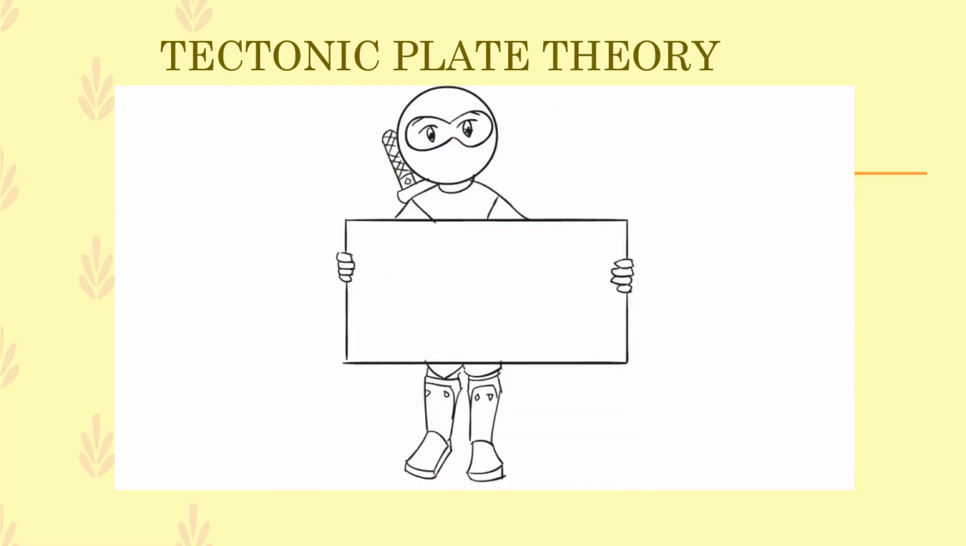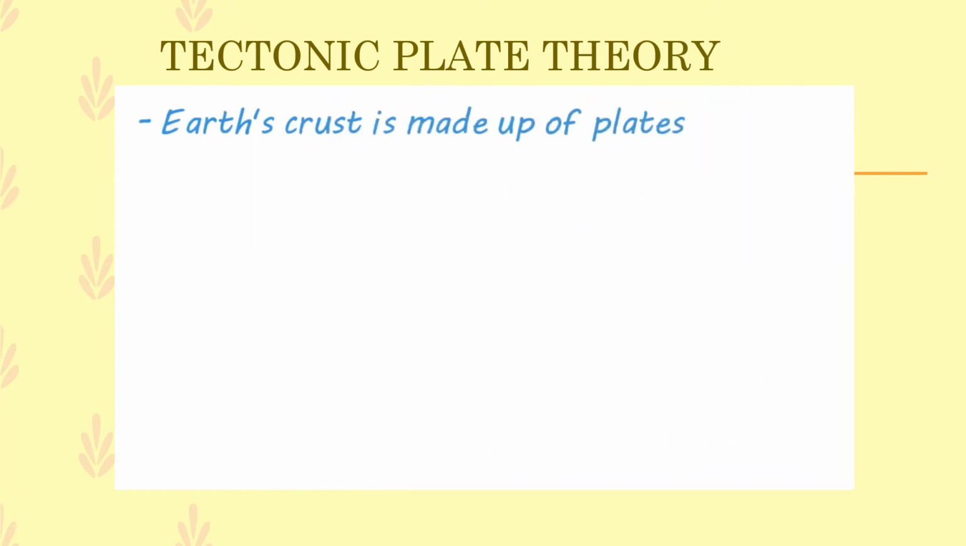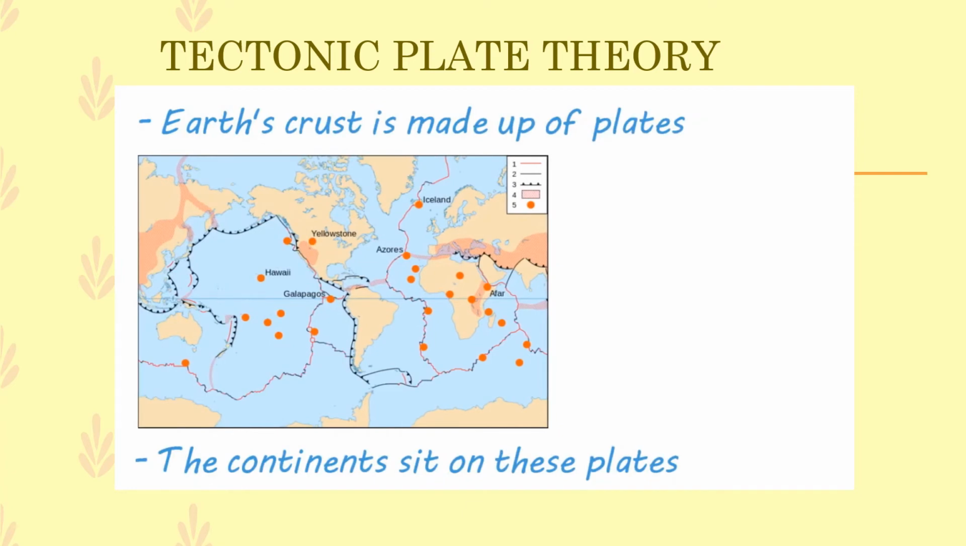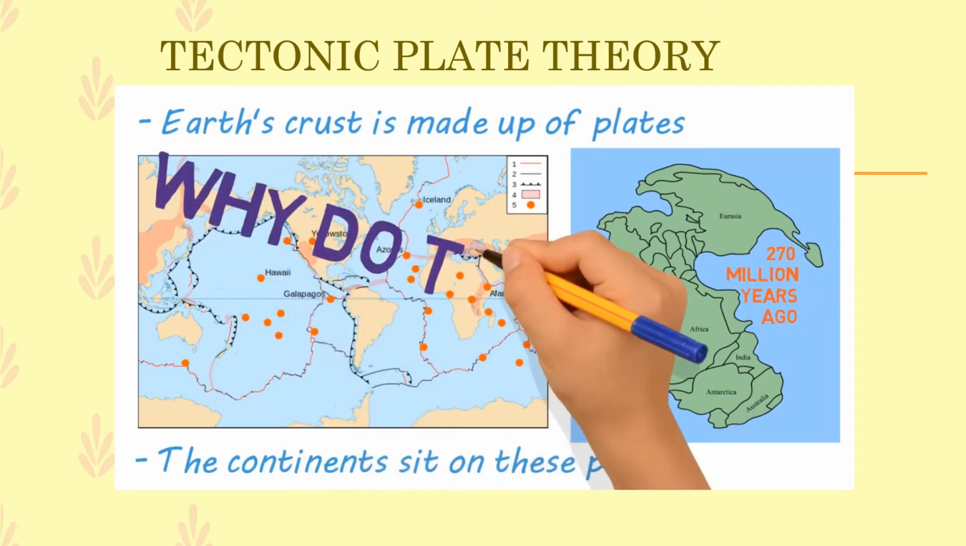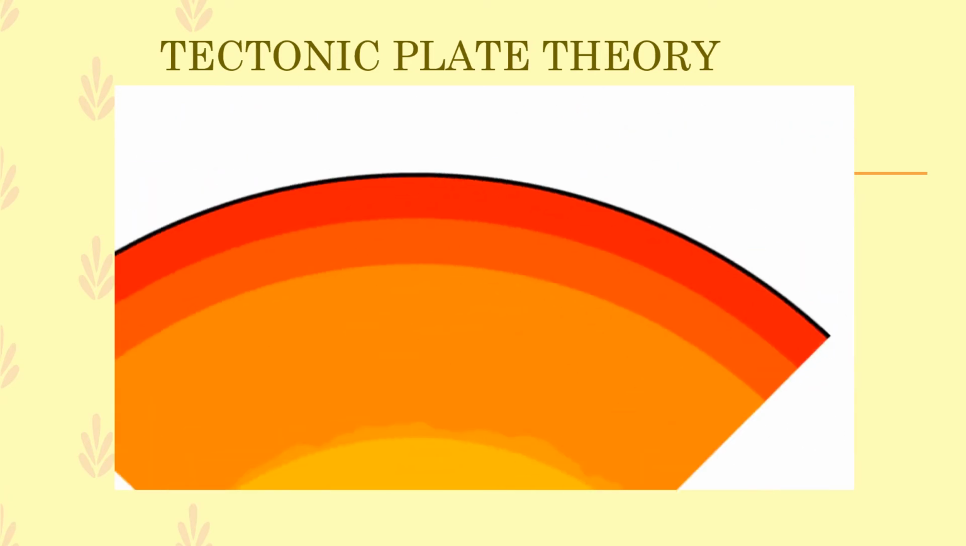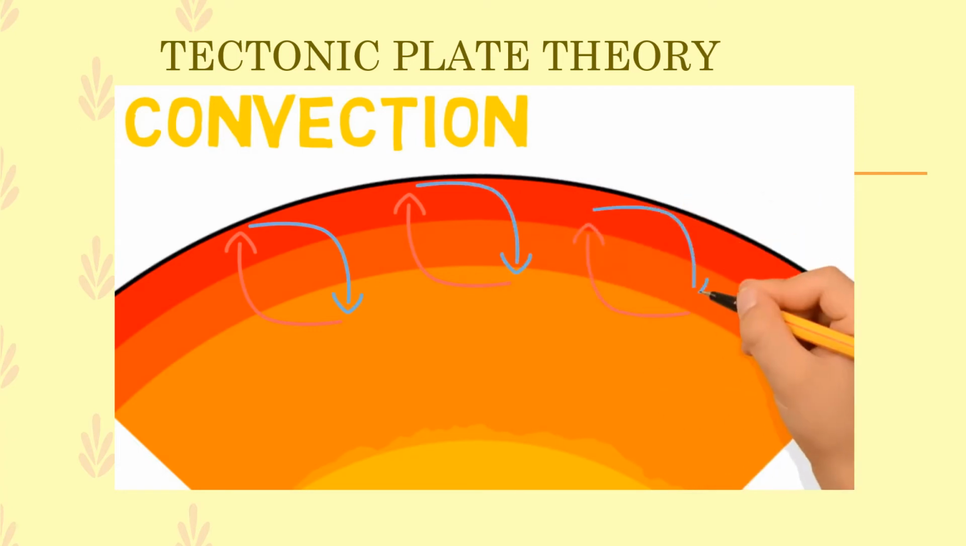Thanks for stopping by. Today we're talking about plate tectonics. The Earth's crust is made up of plates that move across the Earth's surface. The continents sit on these plates and move around with them. You may be familiar with the supercontinent Pangaea that formed about 270 million years ago. Its formation and subsequent separation were the result of plate tectonics. So what is causing these plates to move? The main driver of plate movement is convection. Convection is the heating and cooling of the mantle. The hot mantle rises towards the crust, where it is cooled, causing it to sink back down to be reheated. This cycle is repeated and moves the plates along.